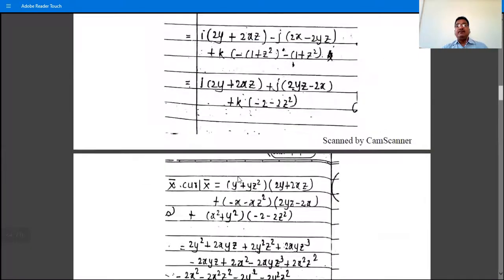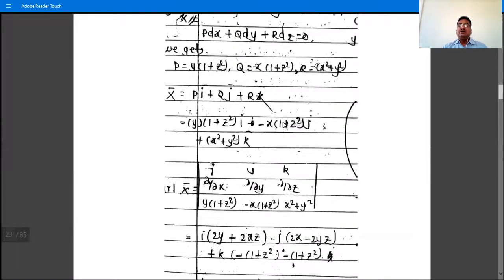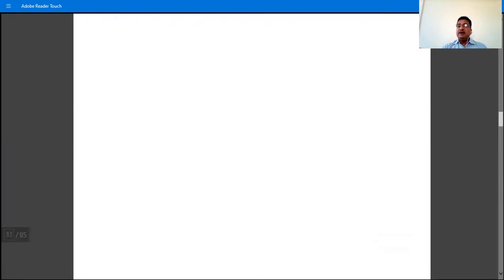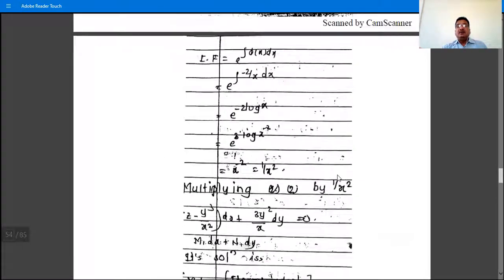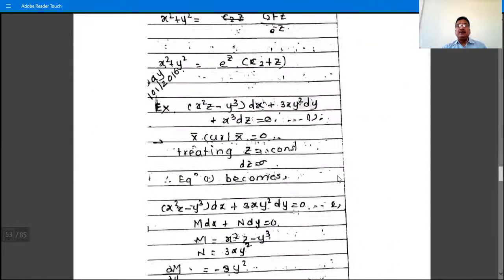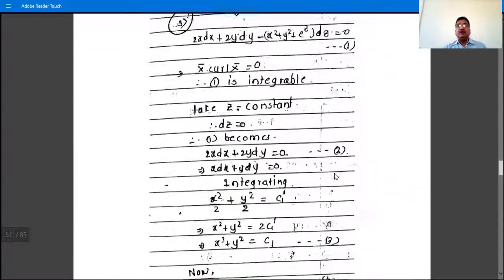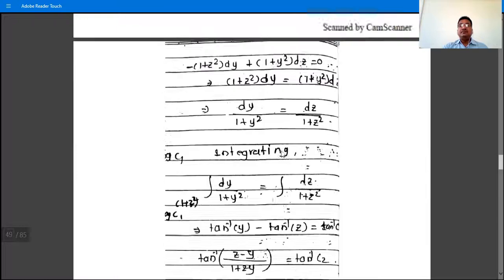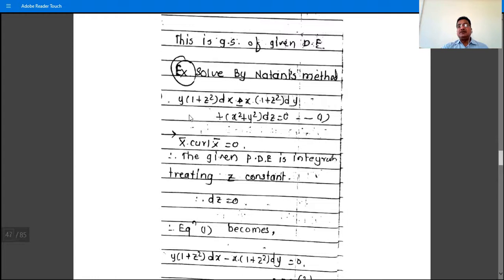And the same problem we have to solve now by using Natani's method. If the method is not compulsory, then we can solve the example by using any method. This example is solvable by the method of one variable separable, but here we have to apply Natani's method. So the question is: by Natani's method, solve this example.